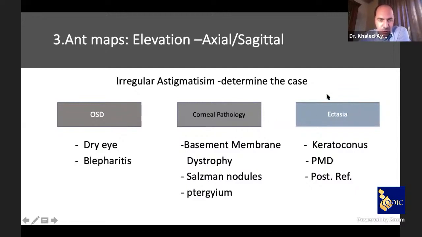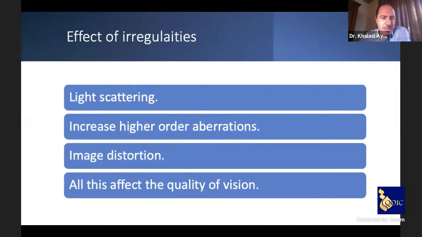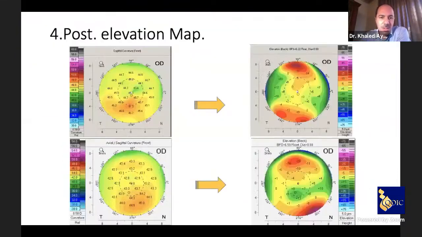I will be focusing on how to differentiate ocular surface disease from ectatic pathologies, because these irregularities can lead to light scattering and increased higher order aberrations. They lead to image distortion, and all this will affect the quality of vision. So the next step when evaluating a corneal topography is to look at the posterior surface. If we look at the upper scans, we can find that the posterior surface is completely normal, while in the lower scans, there is a corresponding area of posterior bulge, which indicates that the lower scan could be due to ectatic disease, while the upper scans are due to ocular surface disease.